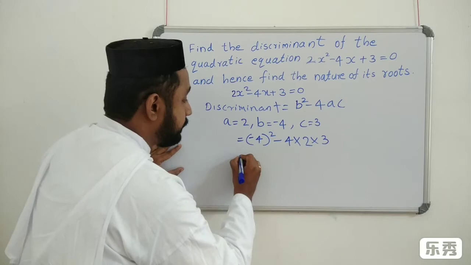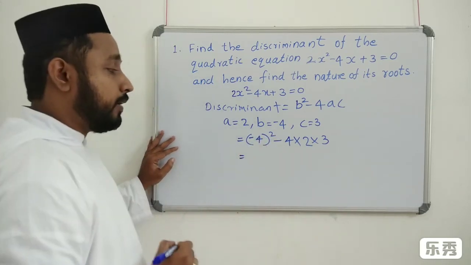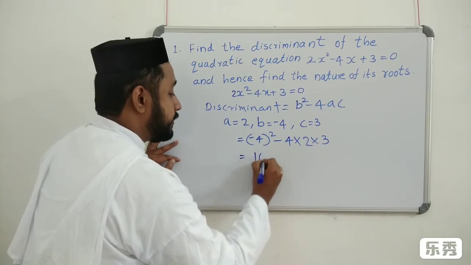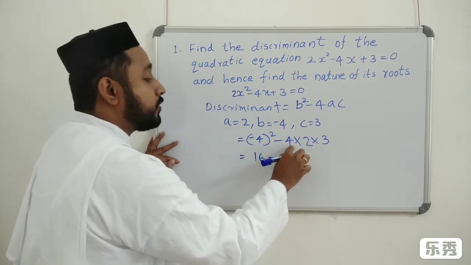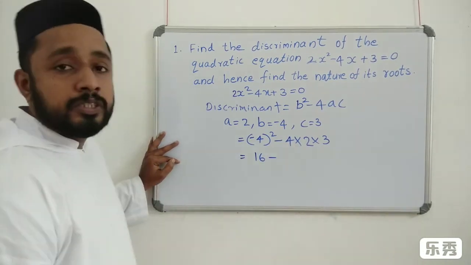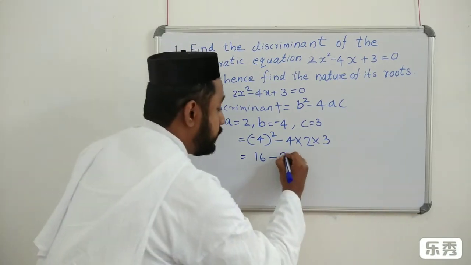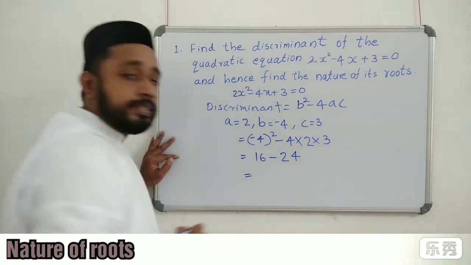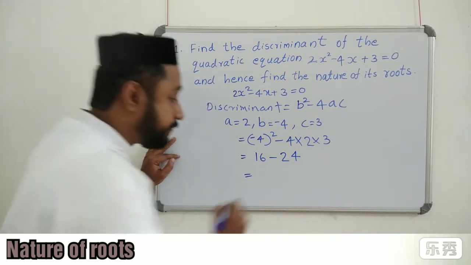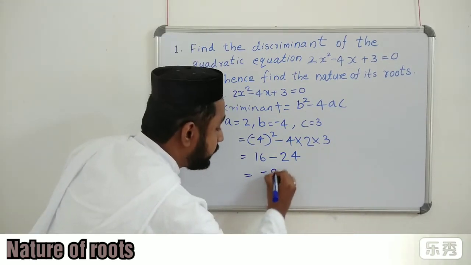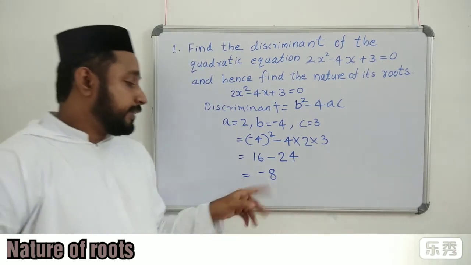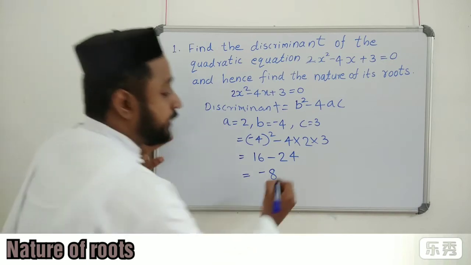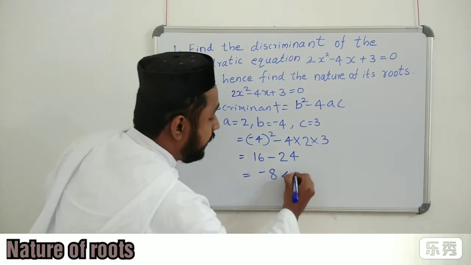It is equal to minus 4 square. Square of minus is positive. 4 square means 16, minus 4 into 2 is 8, 8 into 3 is 24. So 16 minus 24 is equal to minus 8. So we got the answer minus 8. So discriminant is equal to minus 8, which is less than 0.